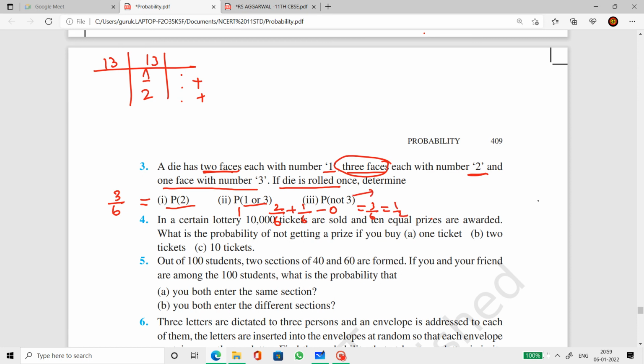Probability of not 3 is 1 minus P of 3. So 3 is there in one face. So 1 minus 1 by 6, 5 by 6 is the answer.